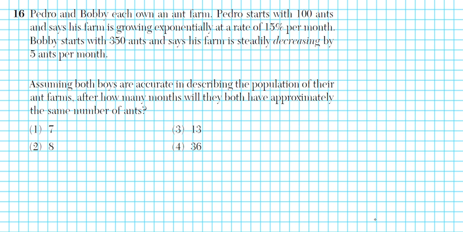Alright, so let's go ahead and write down the formulas that describe the growth process or the decline process of the number of ants in both farms. The first formula we're going to look at is the exponential model. How would you describe an exponential growth scenario? We're going to call that an exponential growth model.